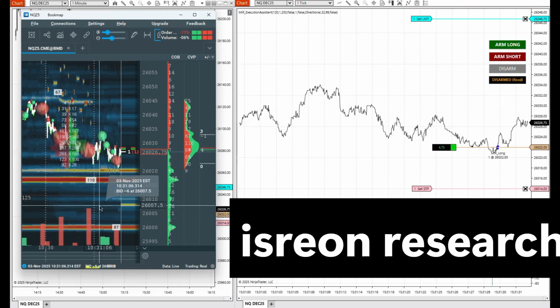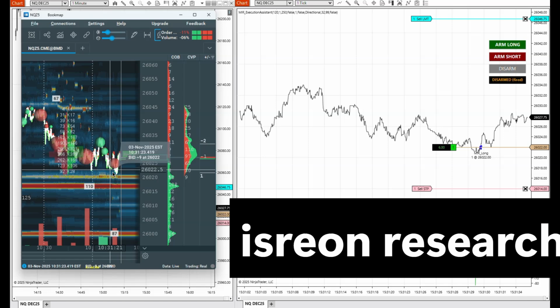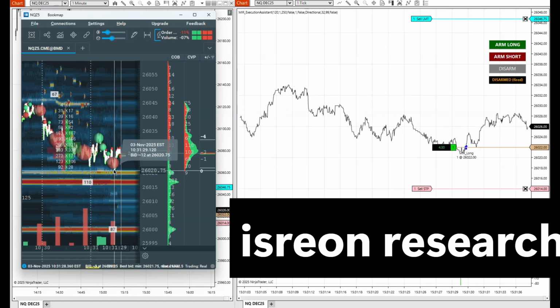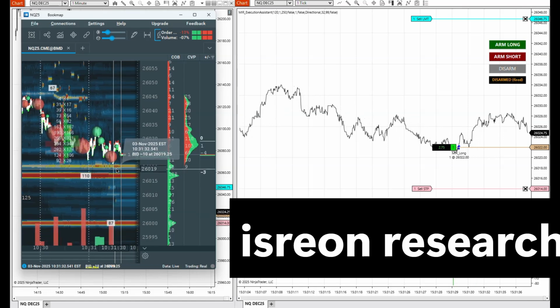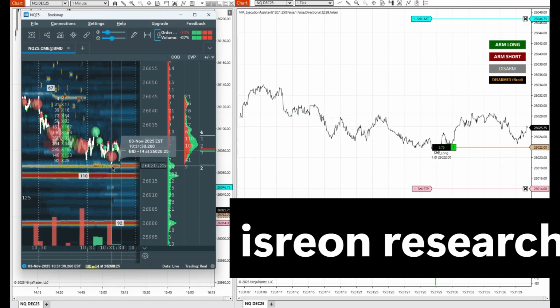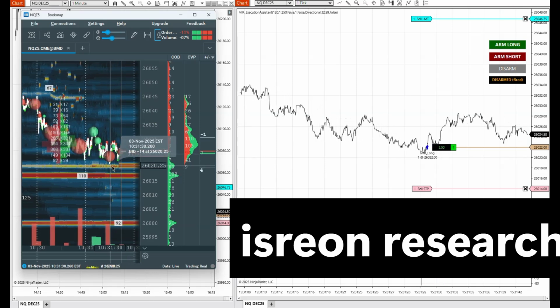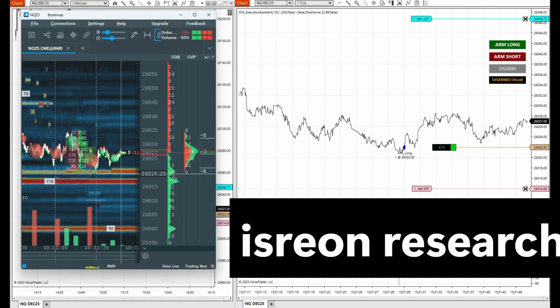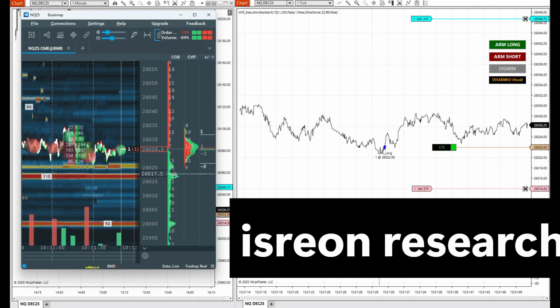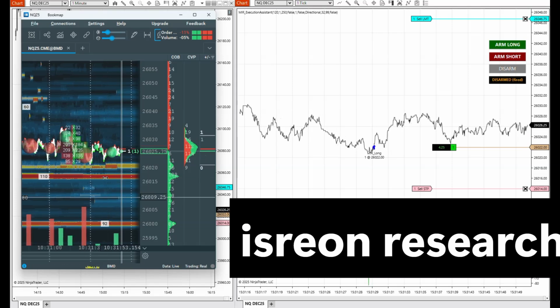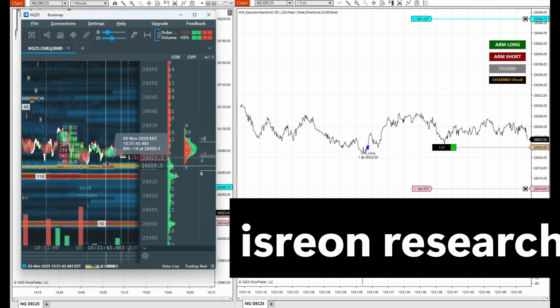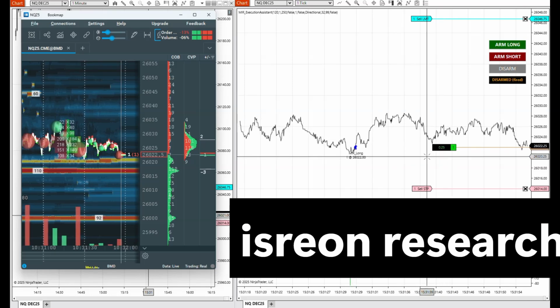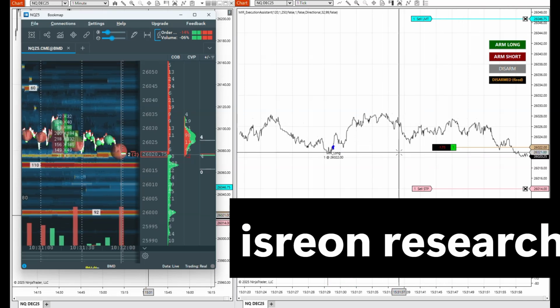So we just got in there. Can you see it's a few points before the level? But you can see there's lots of liquidity right there as well. 56 contracts. Just below there was 109. So we're expecting a bounce, and this just helps us time the entry.